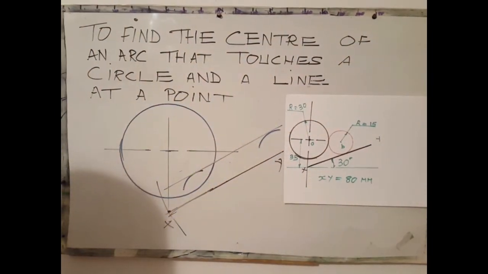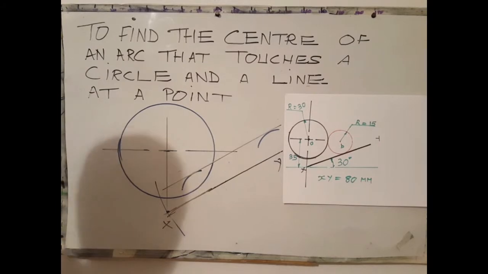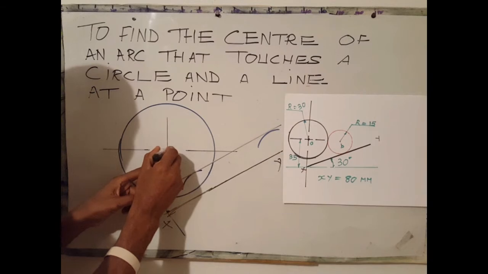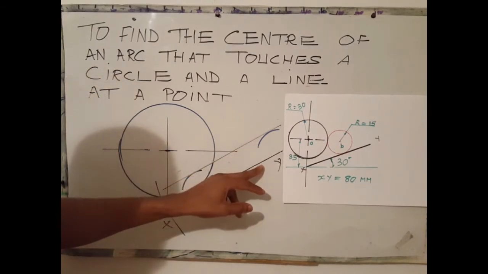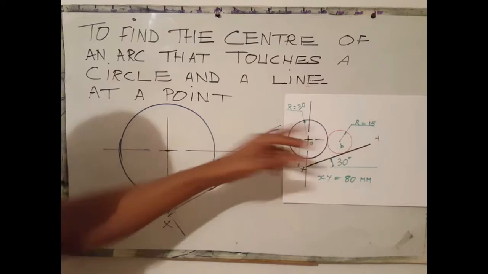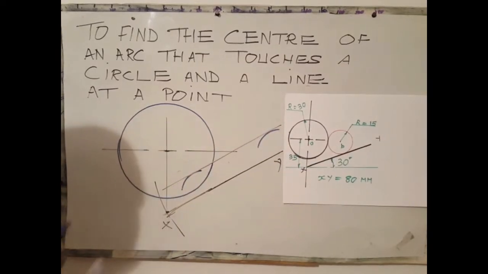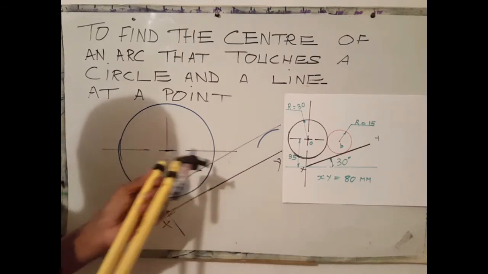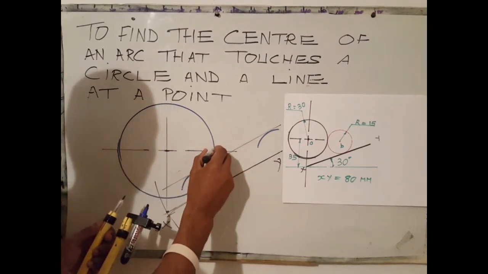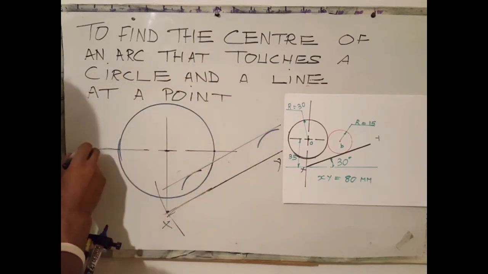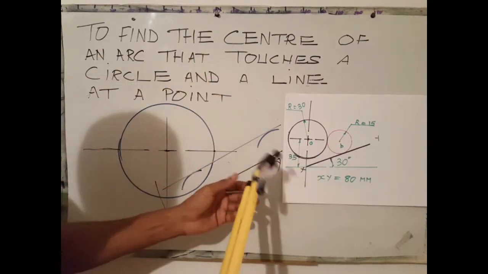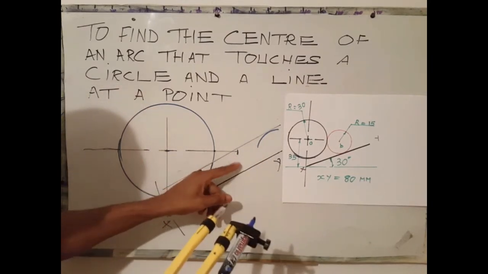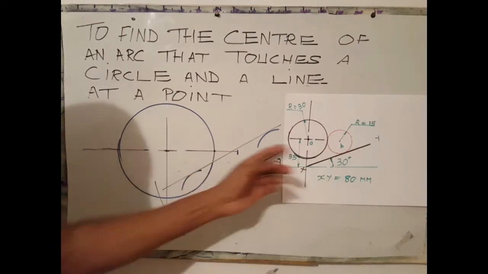Now that we have done that, the next step is to draw an arc. The center has a radial distance of the radius B 15 and 30. To do that, we need to add this radius plus the other radius. To add, we simply place our compass here at this point, or at any point, and from here to there, we add this radius to that.